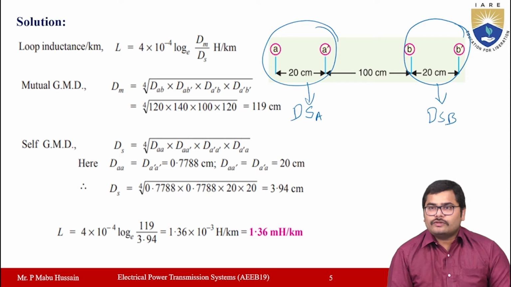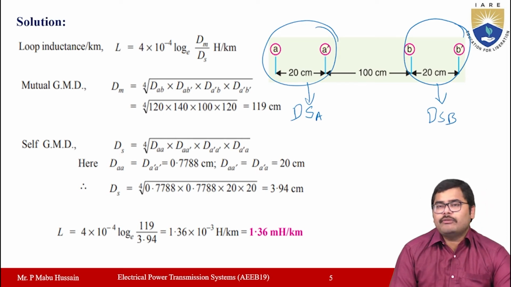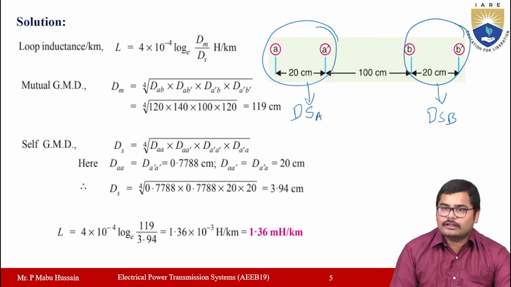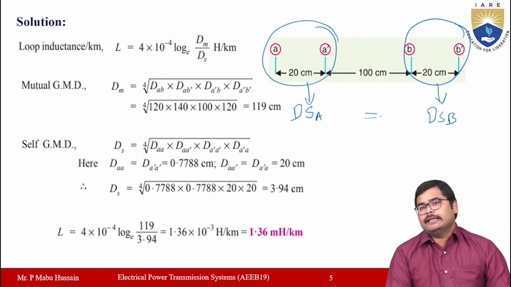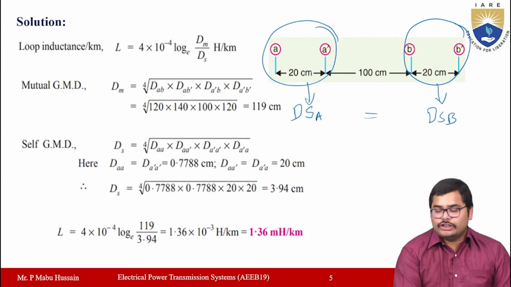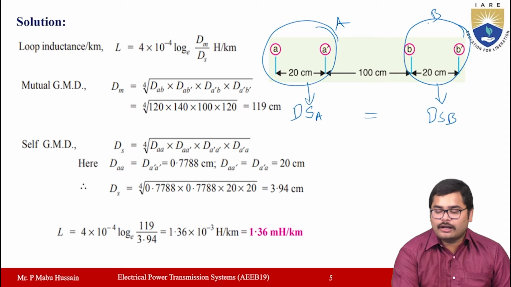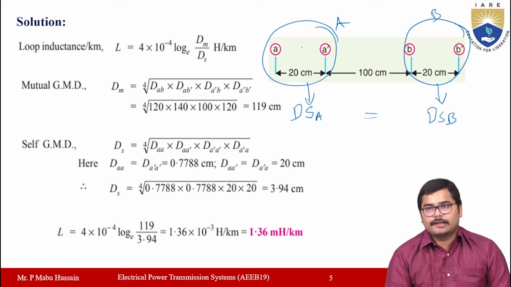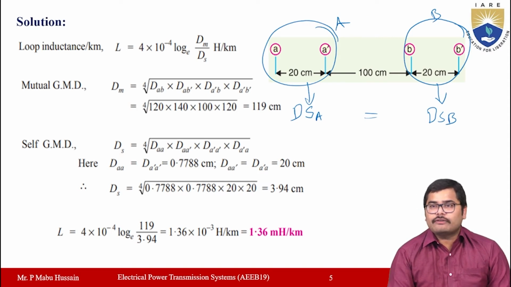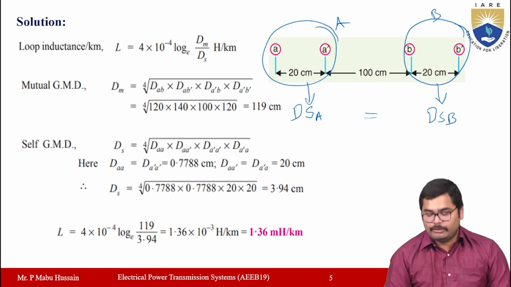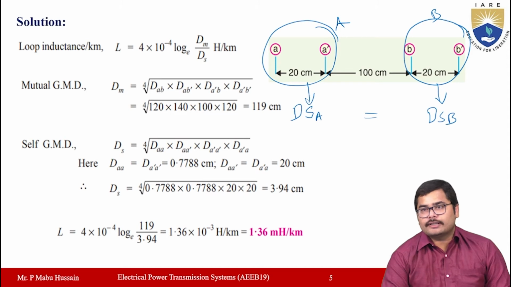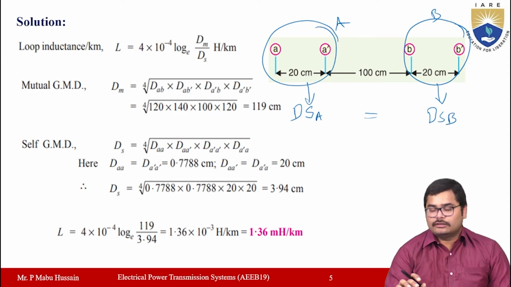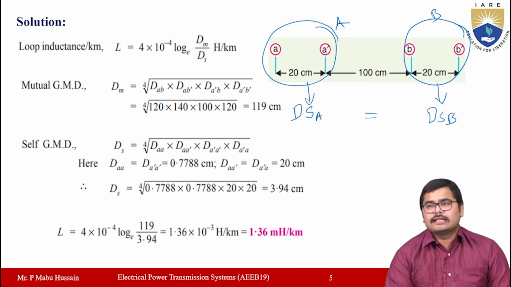Okay, now as these two are having the same number of subconductors, and also the radius of conductors will be the same, generally these two values will be the same. Why? Because phase A and phase B are each having two subconductors, and the radius of each subconductor is the same, equal to 1 centimeter. So as the radius of conductors is the same, each phase is having the same number of conductors.